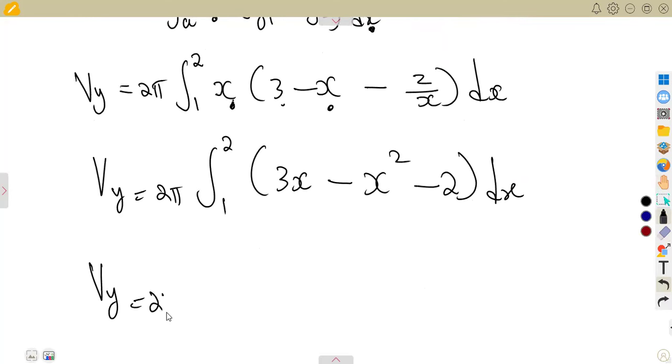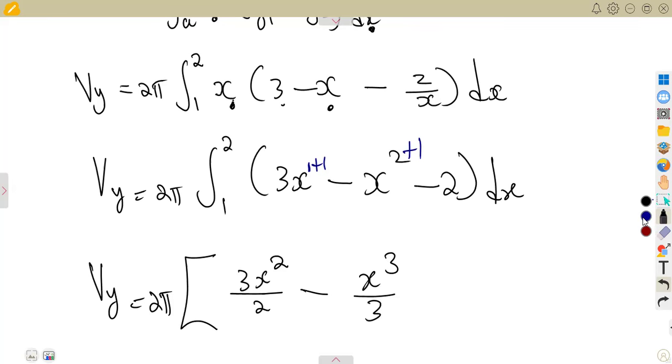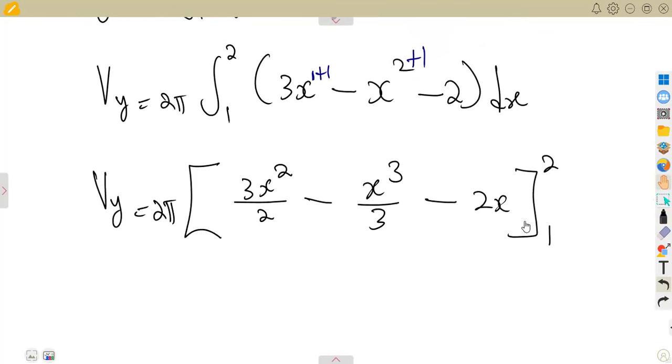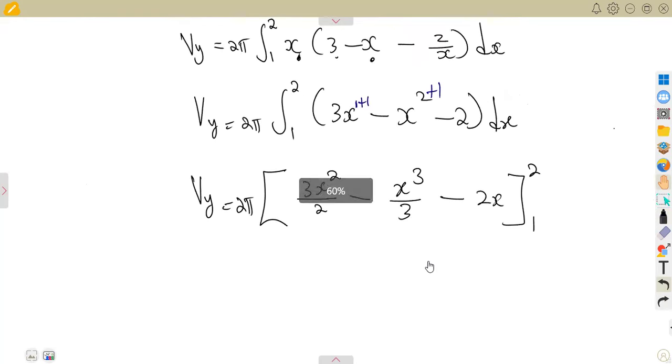So Vy is going to be 2 pi. If we integrate, this will be 3x squared, just 1 already. So 1 plus 1, that will be a 2. So it will be 3x squared over 2 minus, if we add a 1 here, that will be x cubed, so that's x to the exponent of 3 over 3. Remember, a constant, you just multiply by x. So that's it. Our limits are from 1 to 2, lower limit to the upper limit. After you have integrated this, you can substitute your limits.